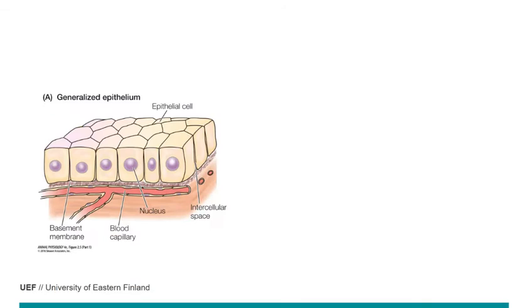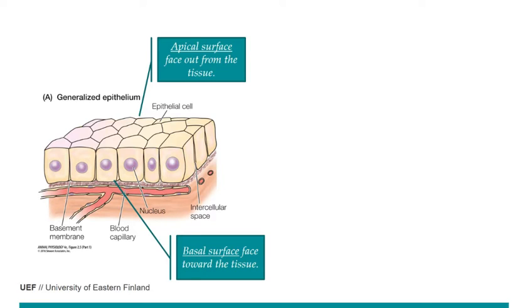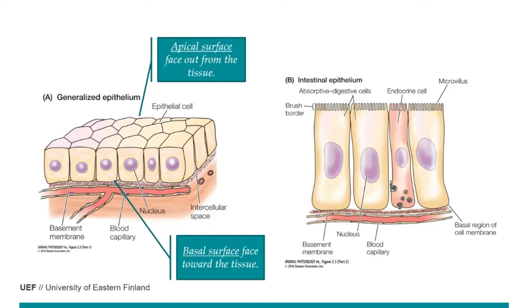And if we think about the structure of the epithelia, the cells are touching each other. There's not much stuff between the cells. And there are two kinds of surface. There's the apical surface facing out from the tissue and the basal surface that is facing toward the tissue. And these are two completely different kinds of membranes.